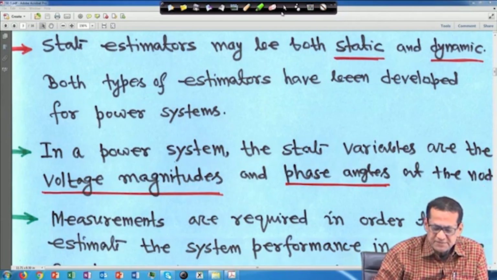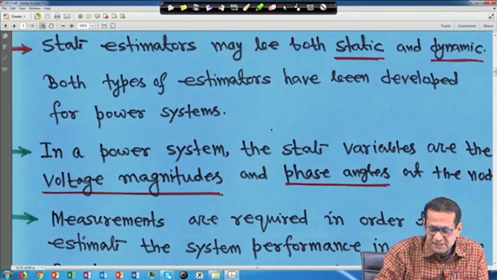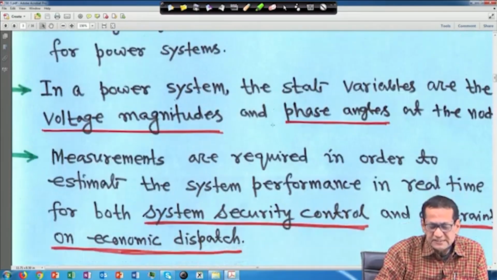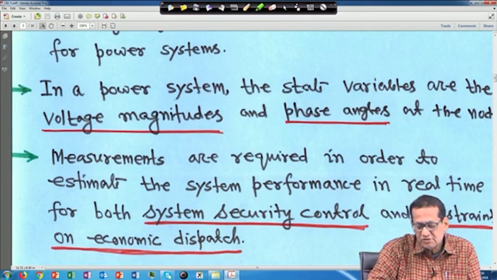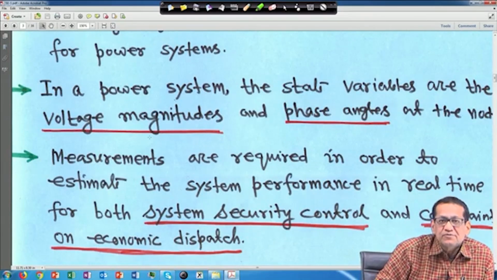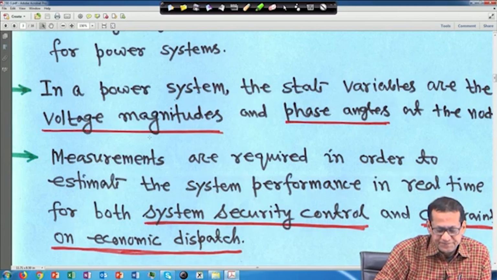Measurements are required in order to estimate the system performance in real time, for both system security control and constraints on economic load dispatch.